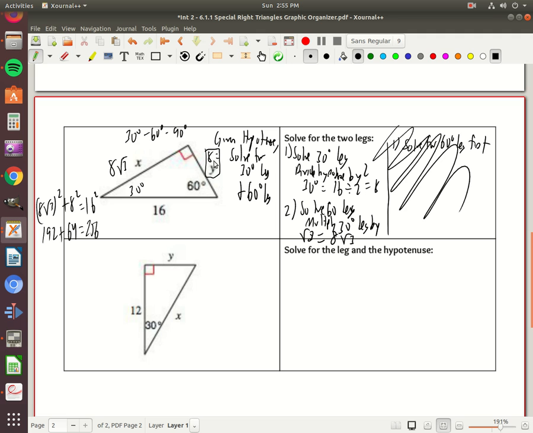All right, so what happens if we are given the 60 degree leg first? So we got another 30, 60, 90.